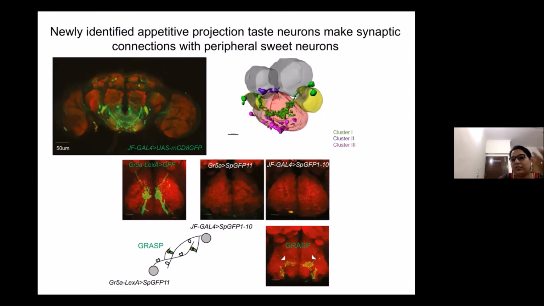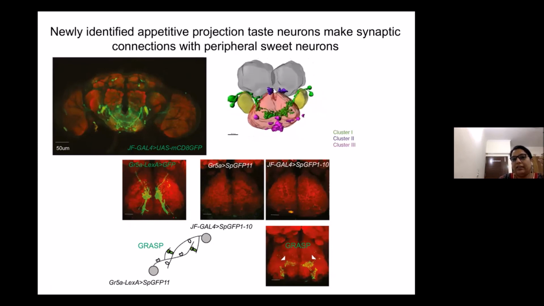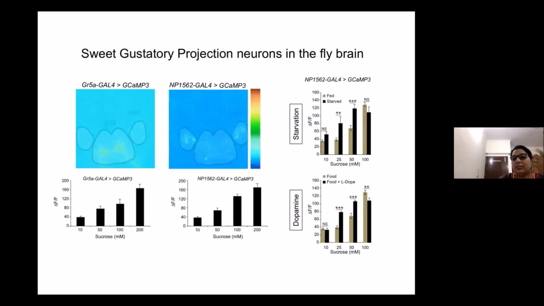So we found one subset of cells here, and then we wanted to know what are their physiological functions. After doing the calcium recordings, we found that these neurons also respond to sugar cues or sweet cues, just like the peripheral sweet taste neurons. If you look at their patterns, they show a beautiful increase in a dose response curve when the sugar concentrations were increased. And also these neurons show increased sensitivity towards sugars under starvation and dopamine.